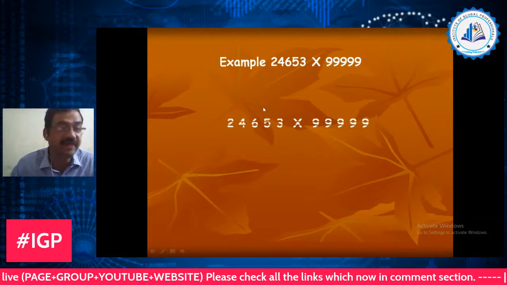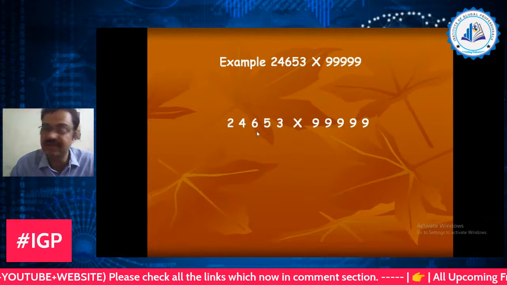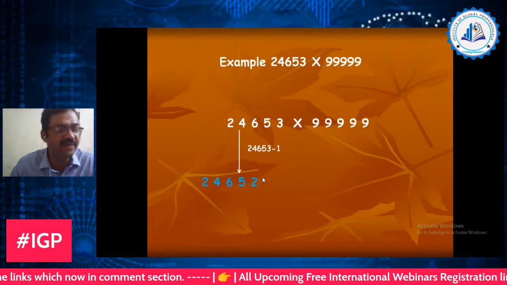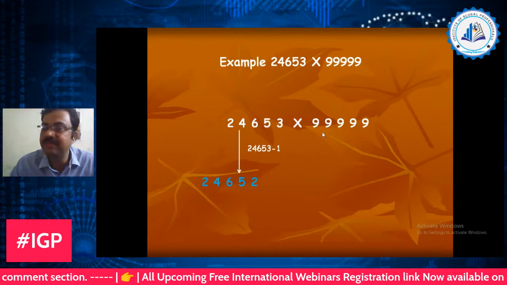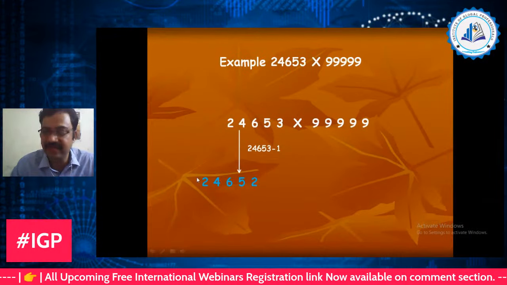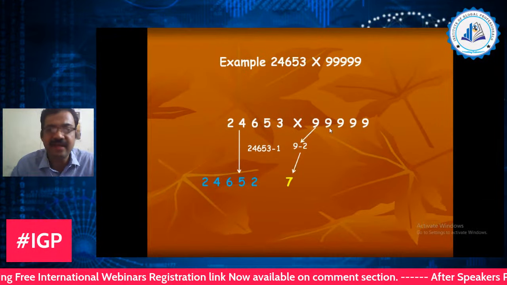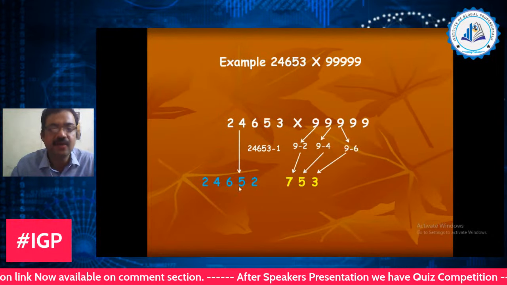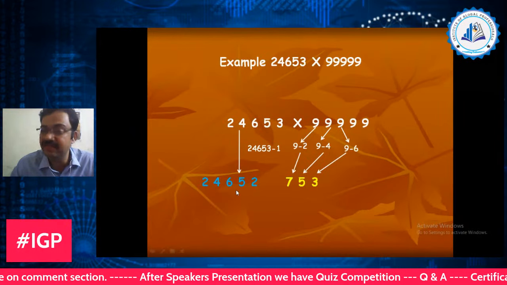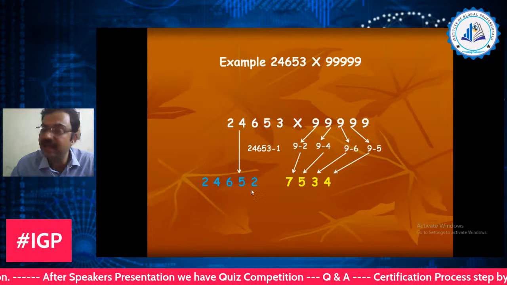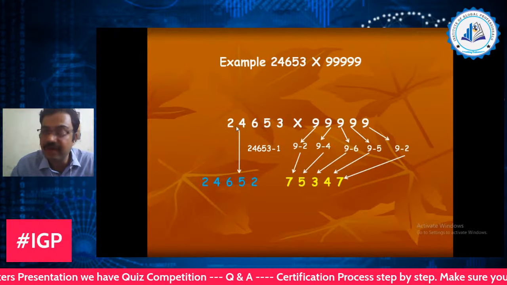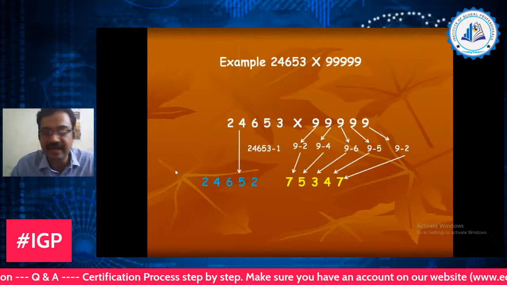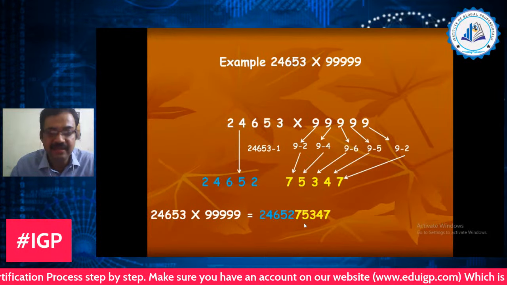That's very easy. If we want to multiply 24653 by 5 nines, it is very difficult in the conventional method, but in Vedic mathematics, so easy. First we subtract 24653 minus 1, we get 24652, very easy. And then simply subtract 9 minus 2, we get 7, 9 minus 4, we get 5, 9 minus 6, we get 3, 9 minus 5, we get 4, and 9 minus 2, we get 7. So we get the product in a single line.